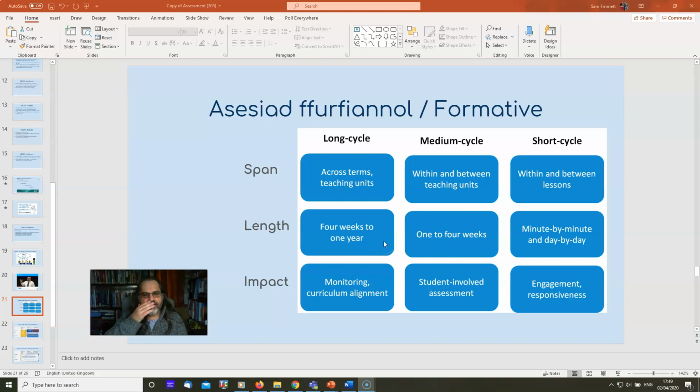And then longer time is like 4 weeks to 1 year. On this, it's really just at the start and then the end of the course, which is not technically a very effective formative assessment.